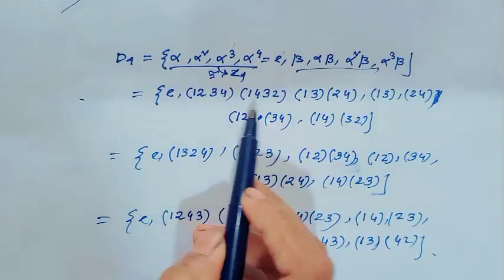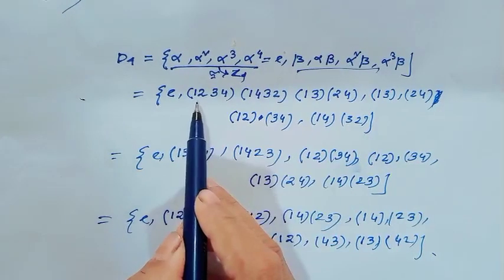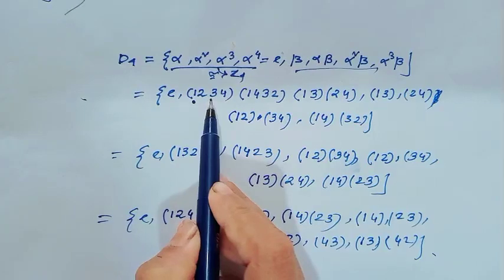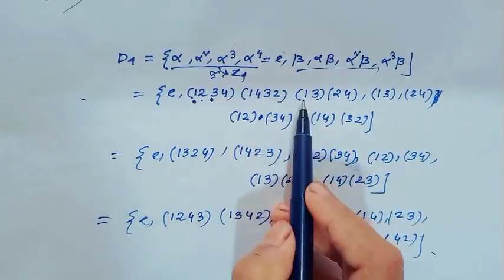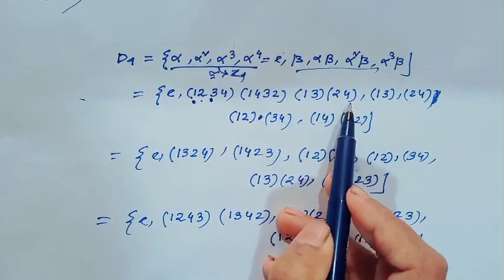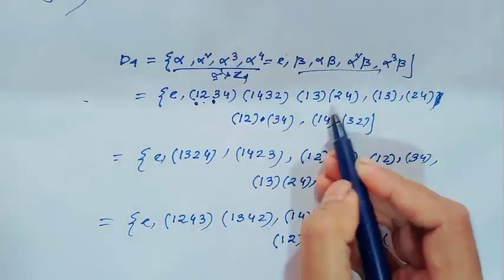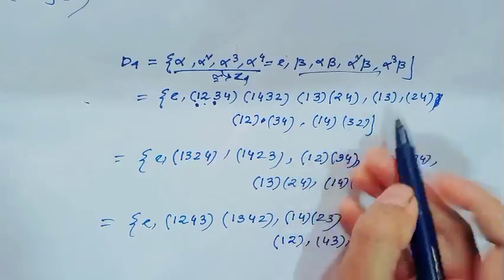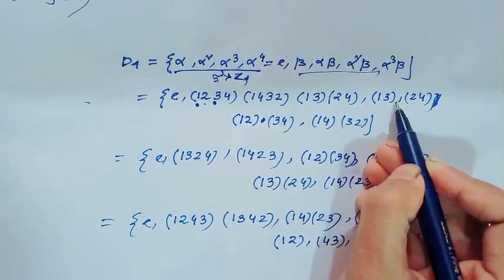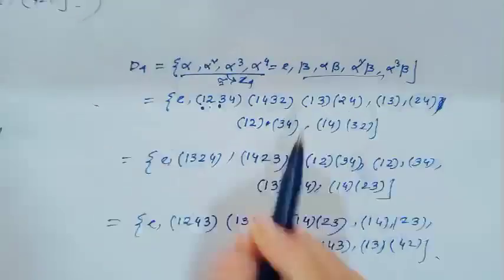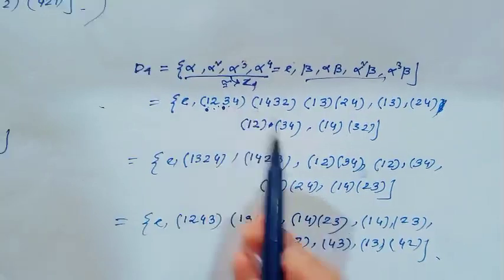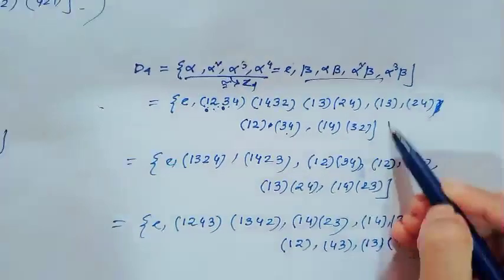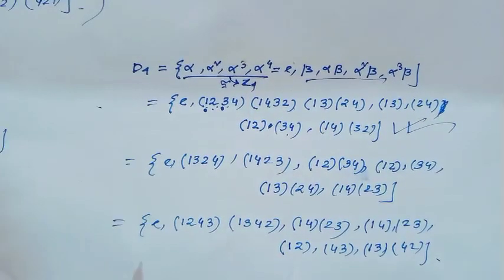E, (1 2 3 4), (1 4 3 2), and we all know in Z4 this 2 cycle would be such type: 1 goes to 3, 2 goes to 4, that is (1 3 2 4). Then just break it pairwise: (1 3), (2 4). The others would be (1 2 3 4) and (1 4 3 2). This is one subgroup which is D4.